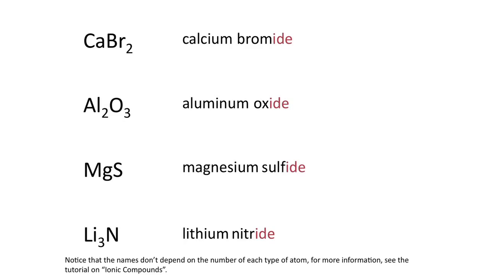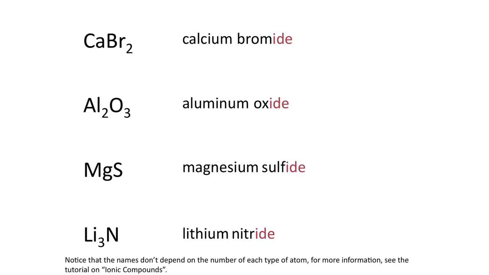So the sum of the positive charge from the cations has to equal the sum of the negative charge from the anions. Because most elements only form ions with a particular charge, they have to combine in specific ratios. And if you want more information on this topic, go ahead and watch the tutorial on ionic compounds. In that tutorial, I discuss how to determine the empirical formula of a compound formed from two different types of ions.